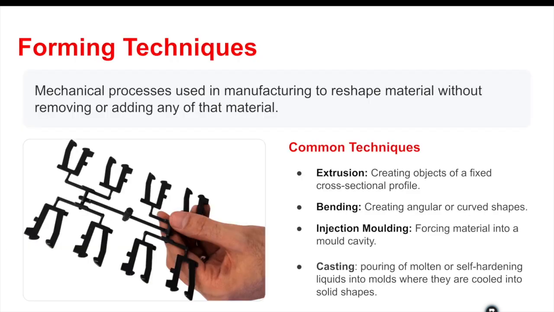So first of all, forming techniques are mechanical processes used in manufacturing to reshape materials without removing or adding any of that material. And that's the key thing here. In the additive process and in the subtractive process, we're either adding material or taking away material. In forming process, we're essentially just making them occupy a different shape. So we're reshaping them. And this is sometimes called shaping. Some common techniques are extrusion, bending, injection molding, and casting.